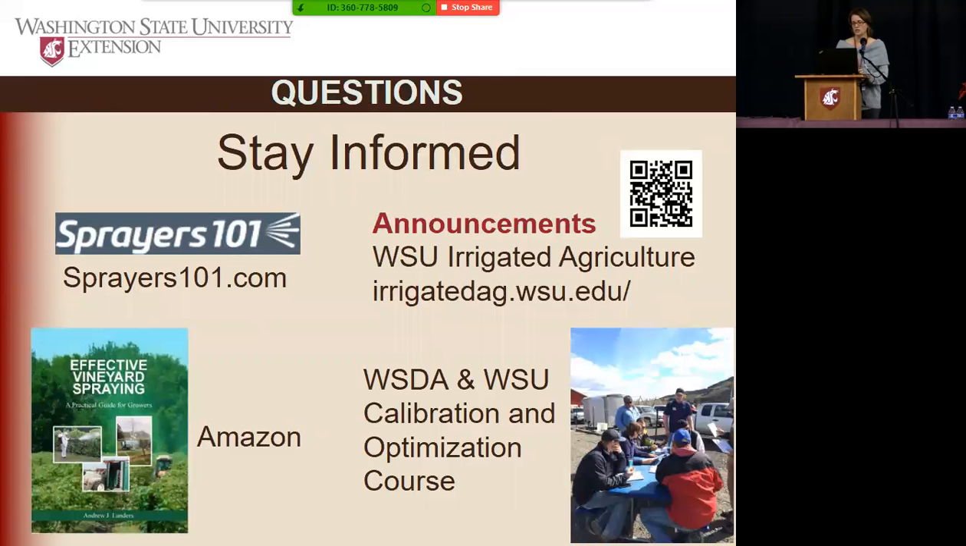Okay, so then the last one is stay informed. So I'm going to give you some resources. There's a great website called sprayers101.com. I did not create this website, but there's an awesome ag engineer out of Canada, Jason DeVoe, who puts up all kinds of good stuff on that website. There is a book. It's not for blueberries, but it has a lot of good information. It's called Effective Vineyard Spraying.